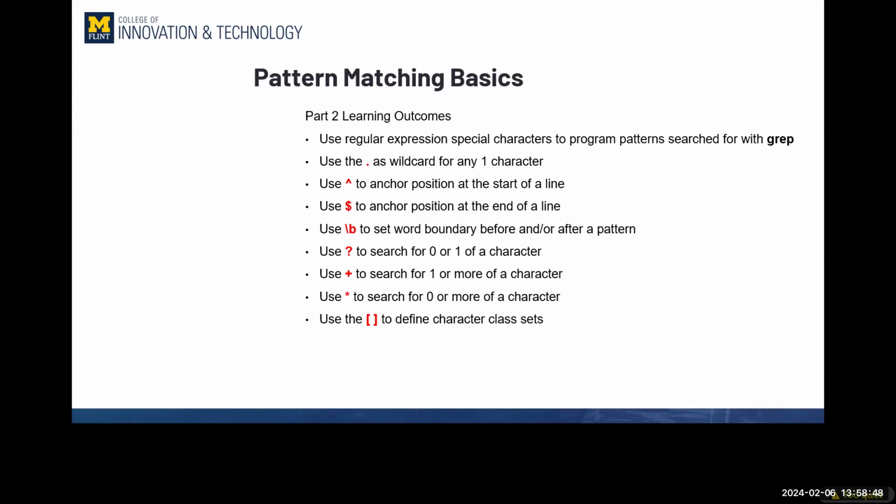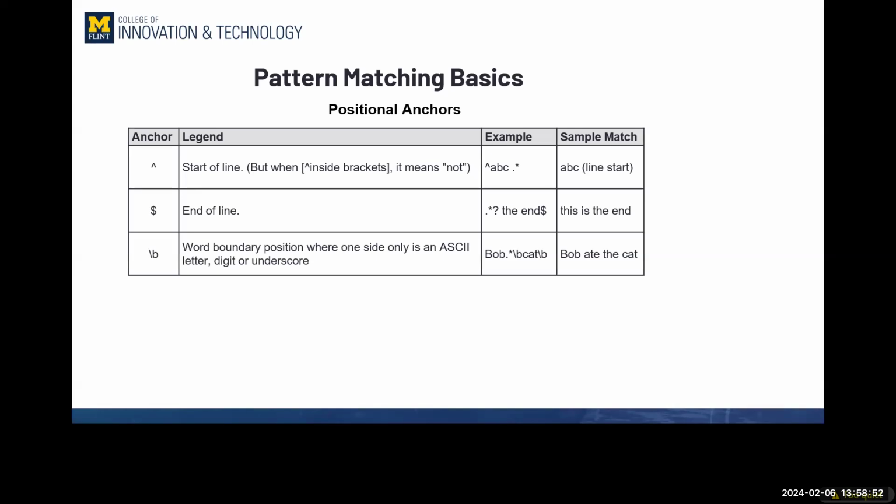And here the brackets are used to define character class sets. Let's start with the first one. The anchor here, the first one, mentions that we are at the start of the line. But when it is inside brackets, it means not, the negation. The dollar means the end of the line. And the \b means the word boundary position, where one side is only an ASCII letter, digit, or underscore.